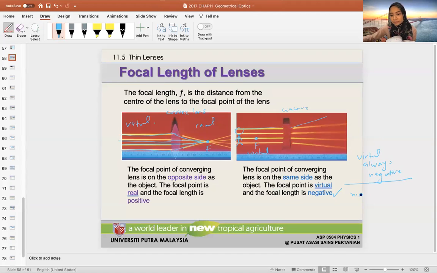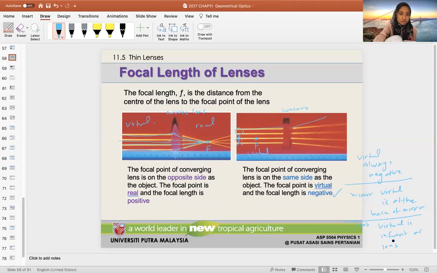So for a mirror, virtual is at the back of the mirror. Whereas for a lens, virtual is in front of the lens. Okay, so there's another thing that you need to know about lens. Lens has two focal points.